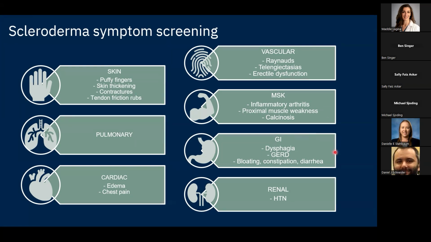Many patients get GI involvement. So most of our patients have reflux. Many also have dysphagia, and it's the smooth muscle in the esophagus. So patients will feel like they're getting food stuck behind the sternum because it's low down. And then a lot of patients can get other gut involvement too. So bloating, constipation, and diarrhea are common. And then our patients are at risk for renal disease. So we screen for hypertension and symptoms of malignant hypertension as well.